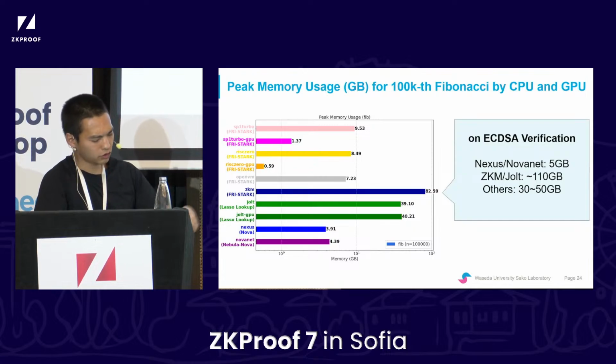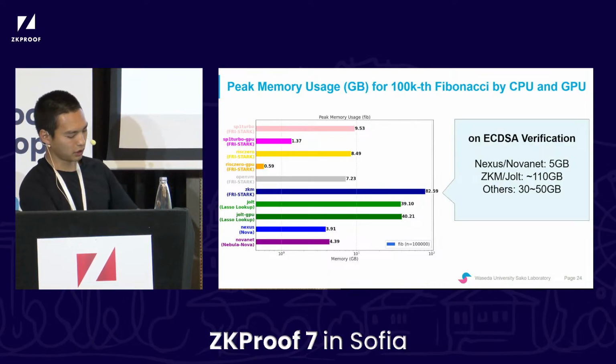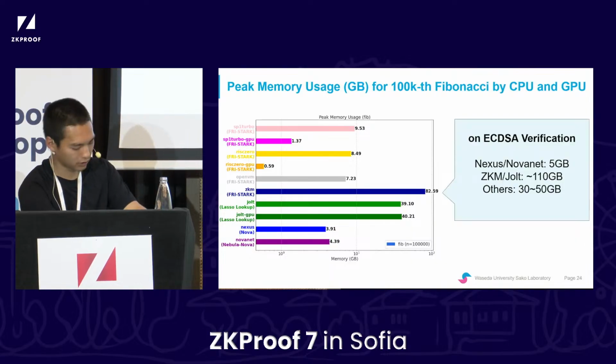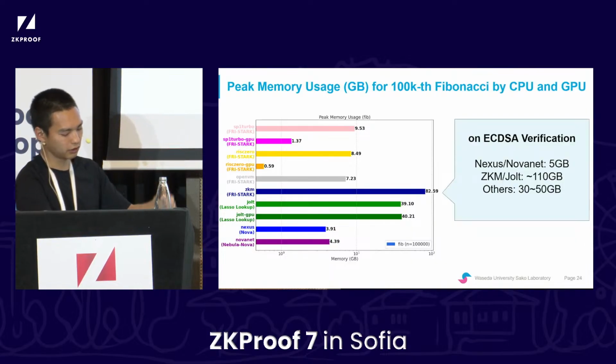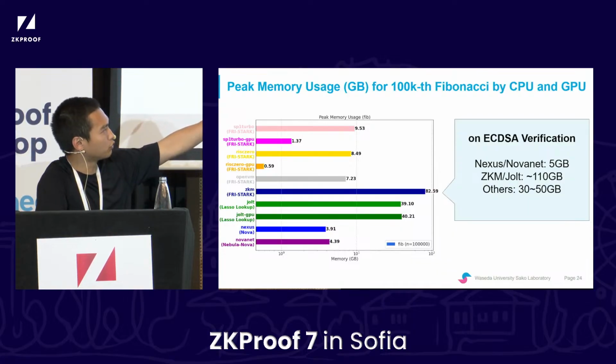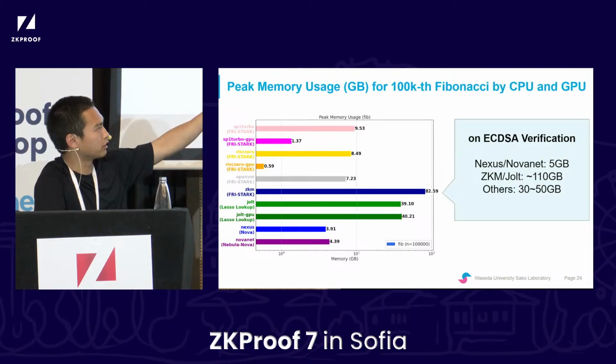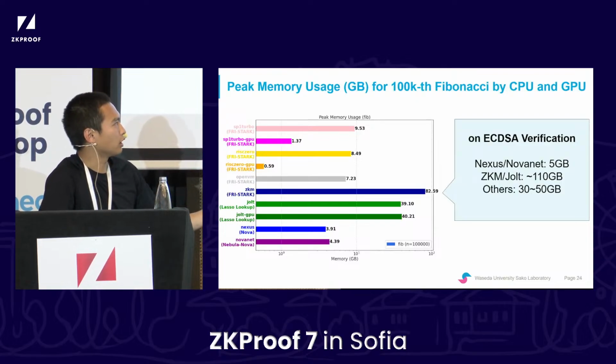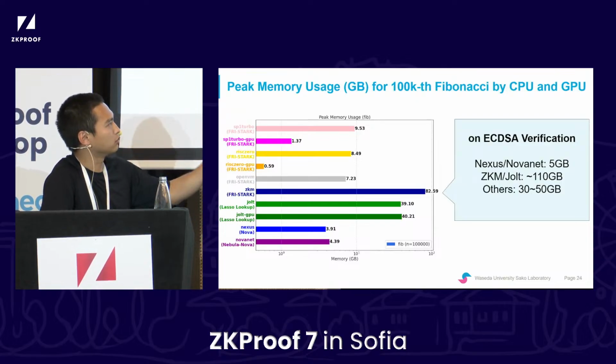However, when measuring it on ECDSA verification locally, we observed even higher peak memory usage. While NovaNet and Nexus consistently maintain low values, zkM and Jolt reached about 110 gigabytes, and others reached about 30 to 50 gigabytes.